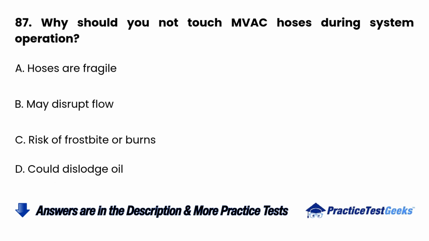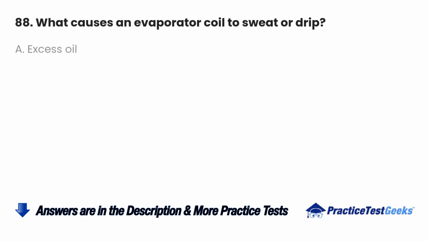87. Why should you not touch MVAC hoses during system operation? A. Hoses are fragile. B. May disrupt flow. C. Risk of frostbite or burns. D. Could dislodge oil.